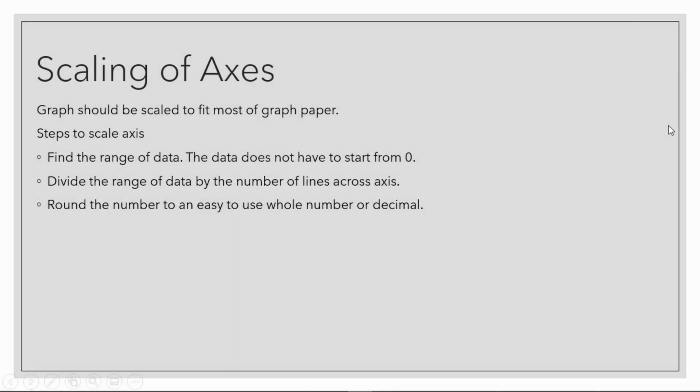Okay, I just want to really quickly review scaling of axes. Axis scaling is one of the things I see a lot of younger students make errors with and have difficulty with. To find the scale of an axis, remember to find the range of data, and the data doesn't have to start from 0 like it did in my last graph. Divide the range of data by the number of lines across the axes, and round the number up to an easy-to-use whole number or decimal.